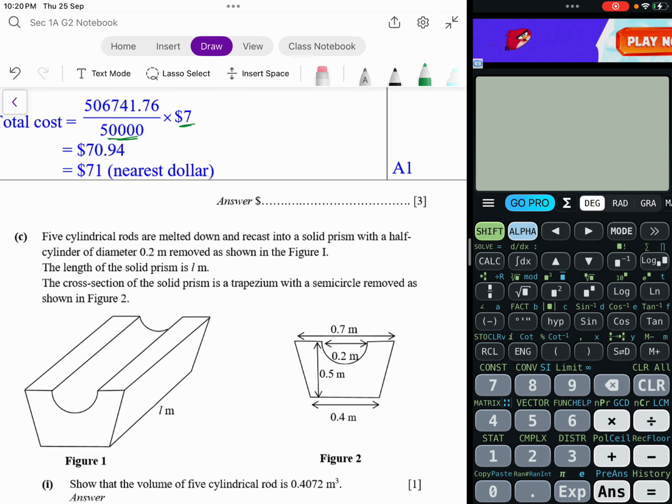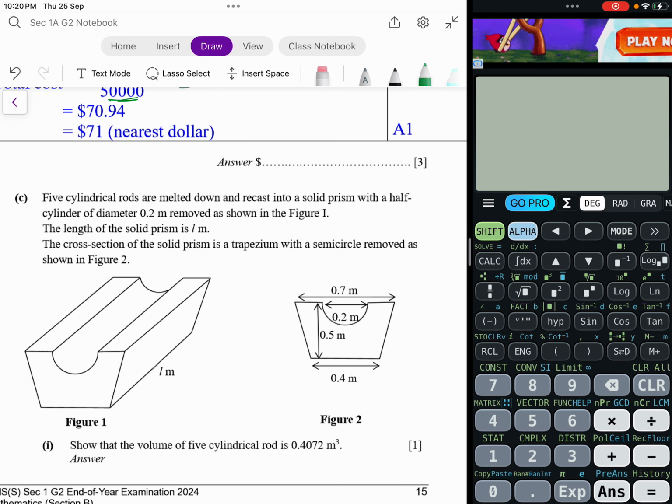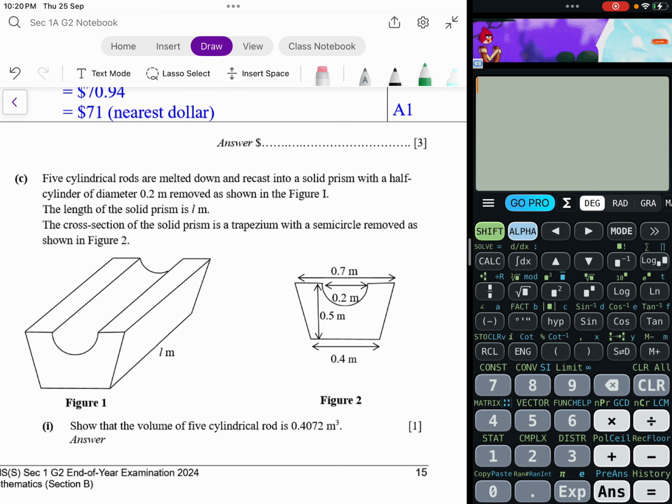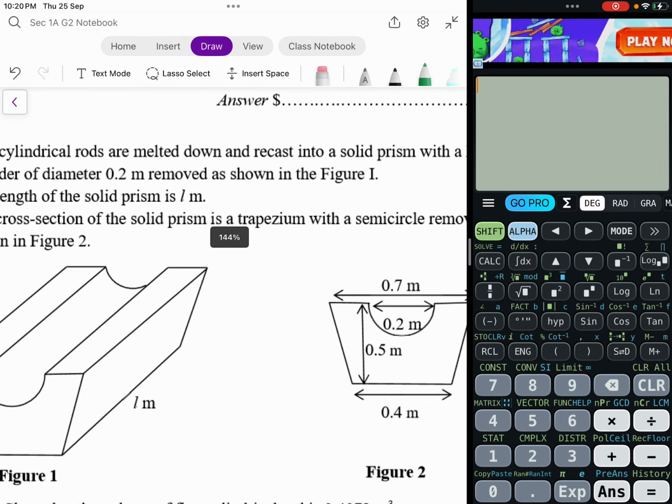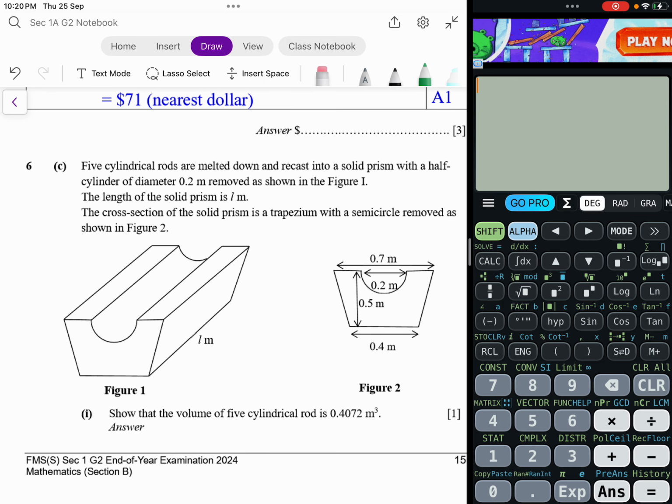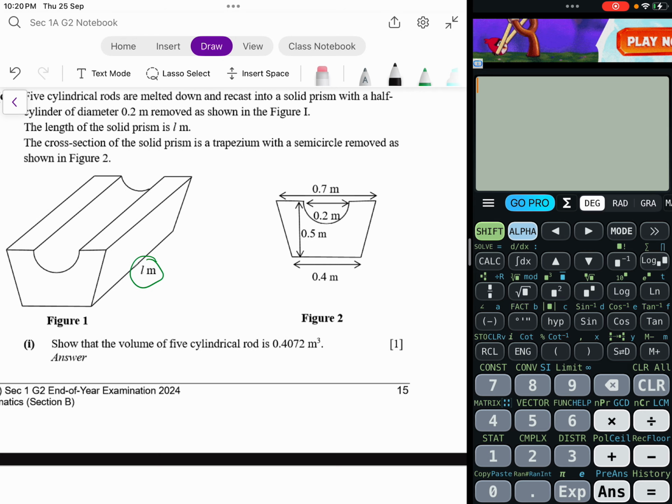Okay, so now they say 5 cylindrical rods are melted down and recast into a solid prism with half a cylinder of diameter 0.2 m removed as shown in the figure. The length of the prism is L meters. The cross section is a trapezium with the semicircle removed as shown.